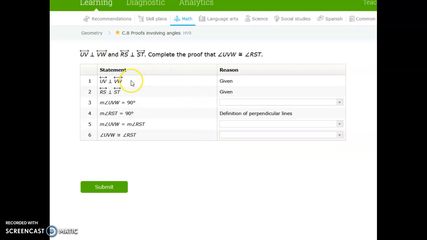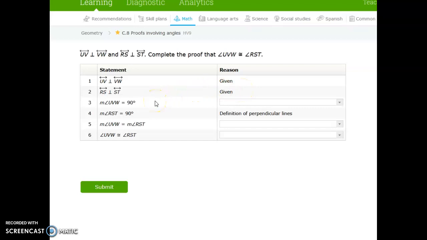Let's start at the top. The first two statements are basically being copied from the original problem, okay? They've copied down that UV is perpendicular to VW. That reason is given because it was given in the beginning of the problem. The next one says RS is perpendicular to ST. Again, they gave us that information, so the reason is given.